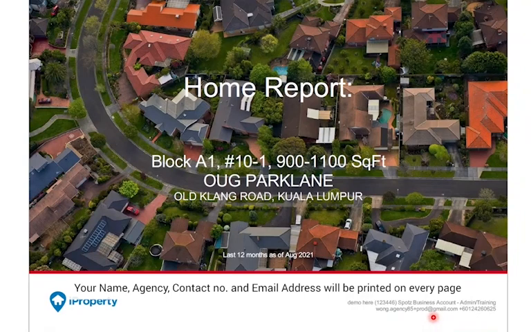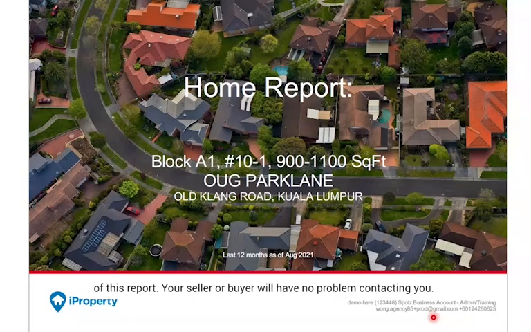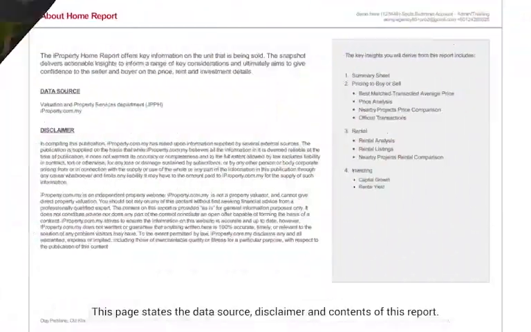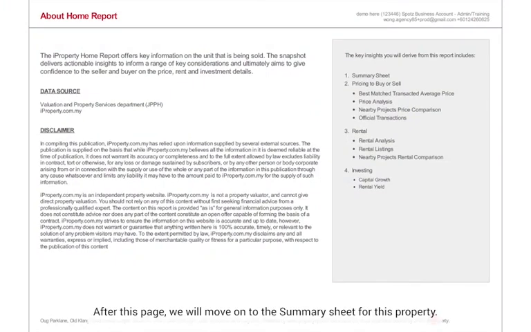Your name, agency, contact number, and email address will be printed on every page of this report. Your seller or buyer will have no problem contacting you. Let's move on to the next page. This page states the data source, disclaimer, and contents of this report. After this page, we will move on to the summary sheet for this property.